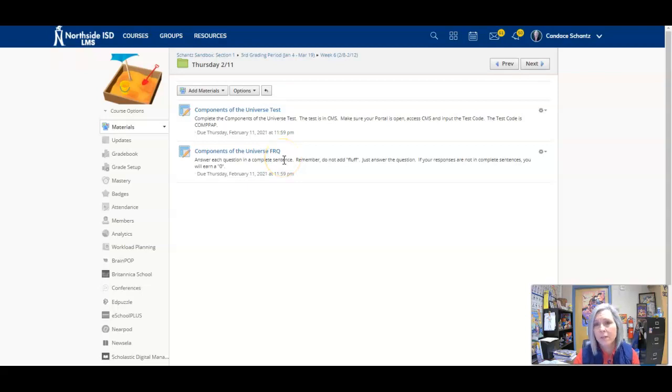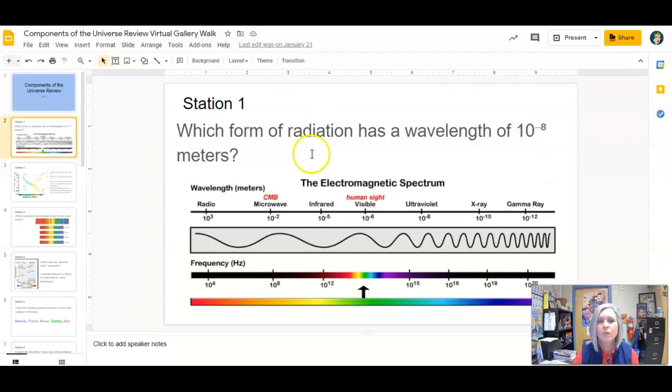It is February 11th, and today we're taking our Components of the Universe test. Before we do that, I do want to go over a few of these review questions from yesterday.